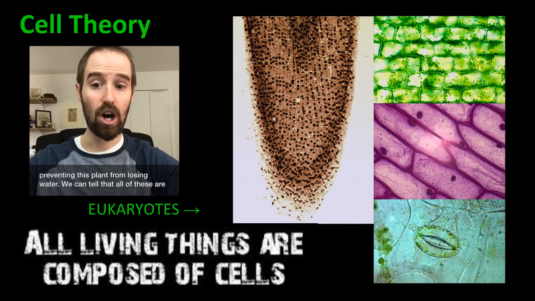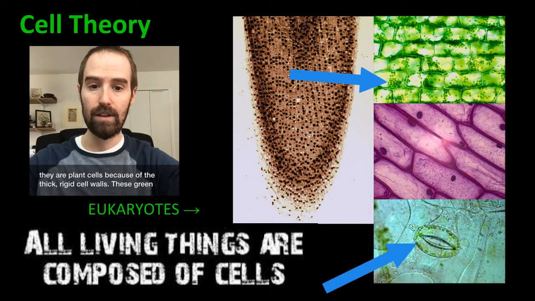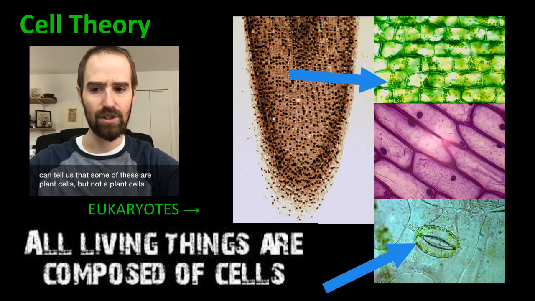We can tell that all of these are eukaryotic cells because each contains a nucleus, and we can tell that they are plant cells because of the thick, rigid cell walls. These green structures are also where photosynthesis occurs, and that too can tell us that some of these are plant cells. But not all plant cells photosynthesize, so not all plants have these structures.